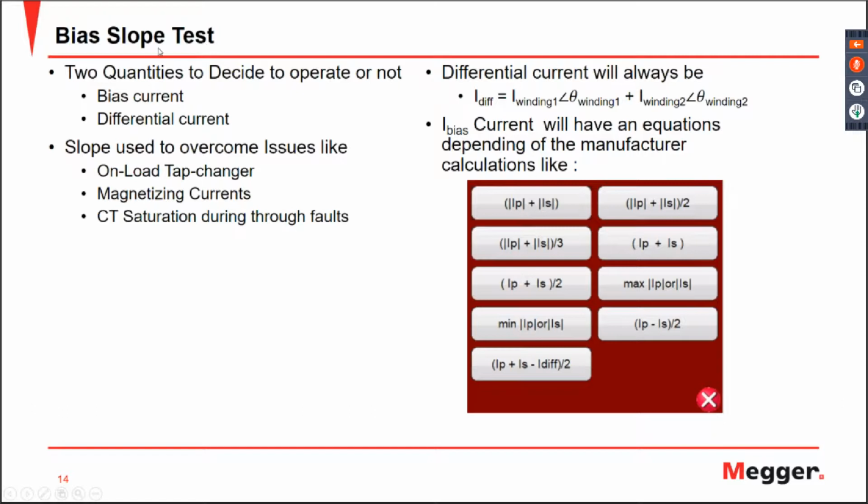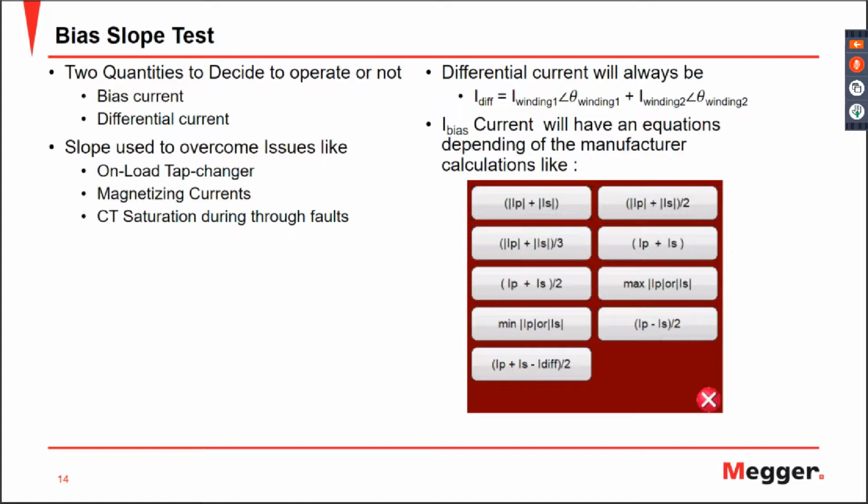And the slope test, or the bias slope, basically what we are doing is taking two quantities and comparing them with each other under some type of slope to avoid issues like an on-load tap changer, when I have a different tap in my transformer than the nominal one, which I have done all my calculations on. This tap should not introduce any differential current to me. And also for magnetizing currents, or excitation current as some might call it, to eliminate this condition from generating a trip for me.